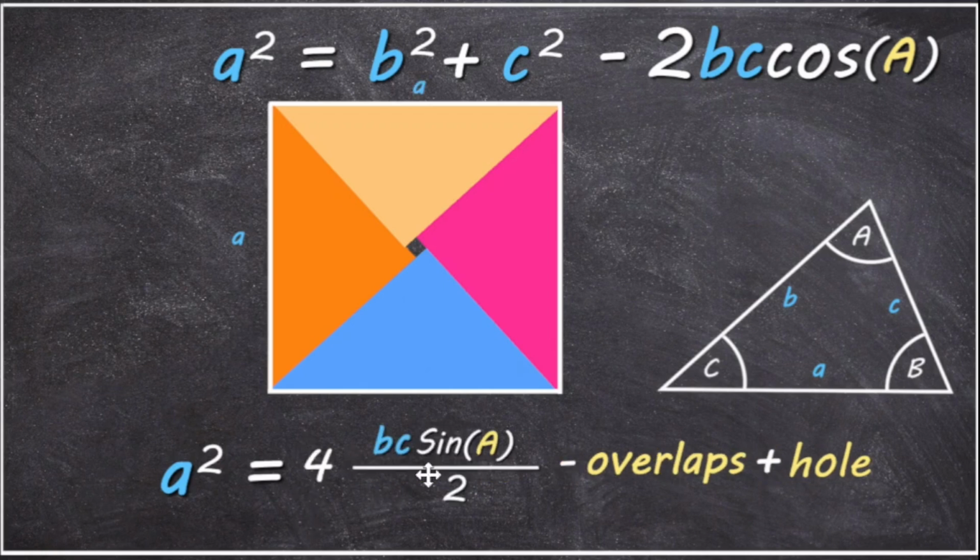That gives 4 times the area of one triangle, which equals 2bc sine A. What we need to do is figure out the area of the overlaps and the area of the small hole in the middle. And once we've done that, this equation should look exactly the same as the cosine rule.